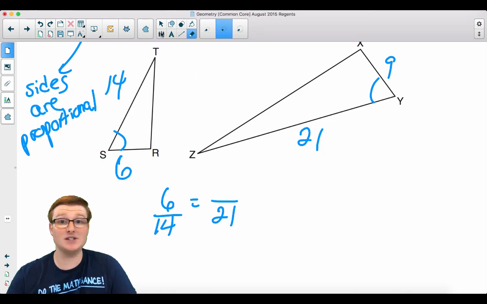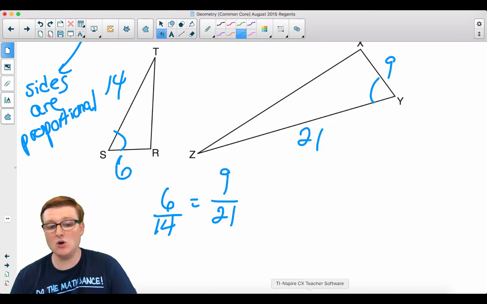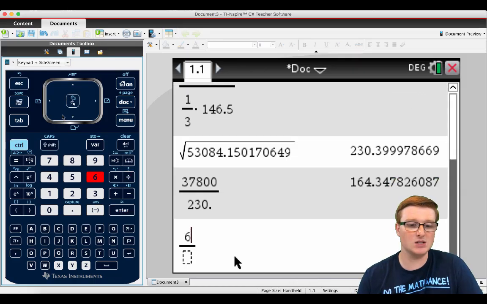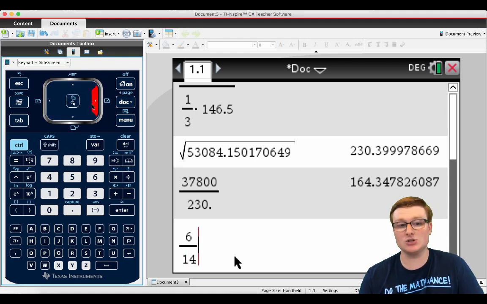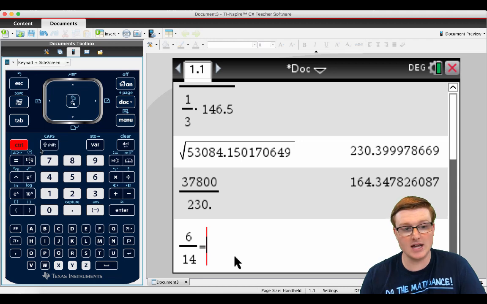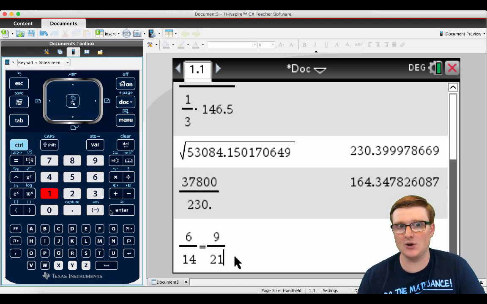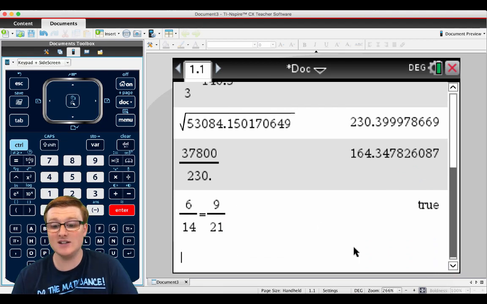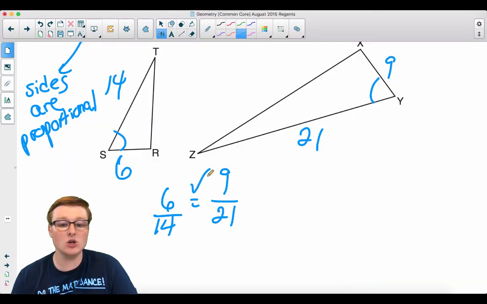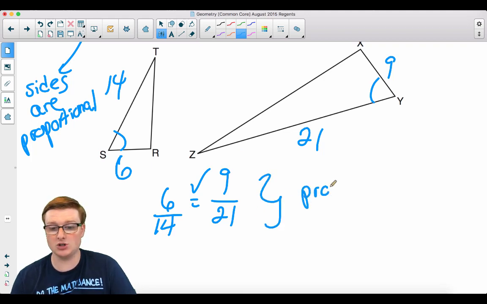Well, what's nice about the TI Inspire is if you go to your calculator and you type in 6 over 14, and there's an equal sign here. The equal sign is right underneath the control button, and if you click on equals and then you type in 9 over 21, it will actually tell you if it's true or false. Hey, it's true. So these are proportional. That tells us that they are proportional because it is the exact same ratio.